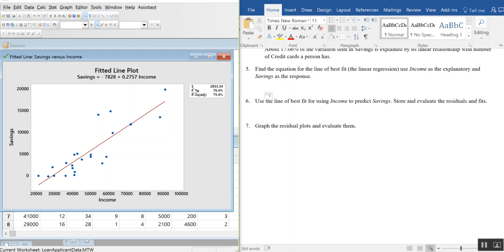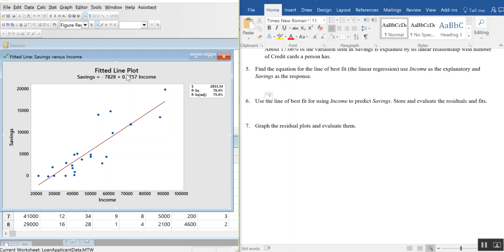This gives you S, which don't worry about that. Sorry, I forgot we don't do S. It's also giving us our R squared and our R squared adjusted. Don't worry about what R squared adjusted is. You don't need to know that for now. But up above, it also gives you your line. Savings equals negative $7,828 plus a slope times income. That slope is 0.257, which means for every dollar more I earn in income, I should expect to save about 28 cents.